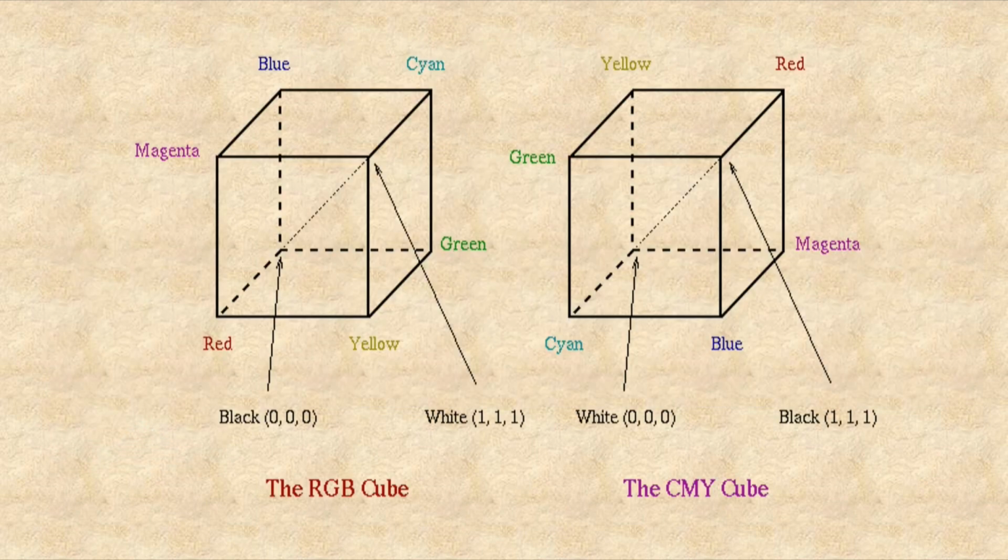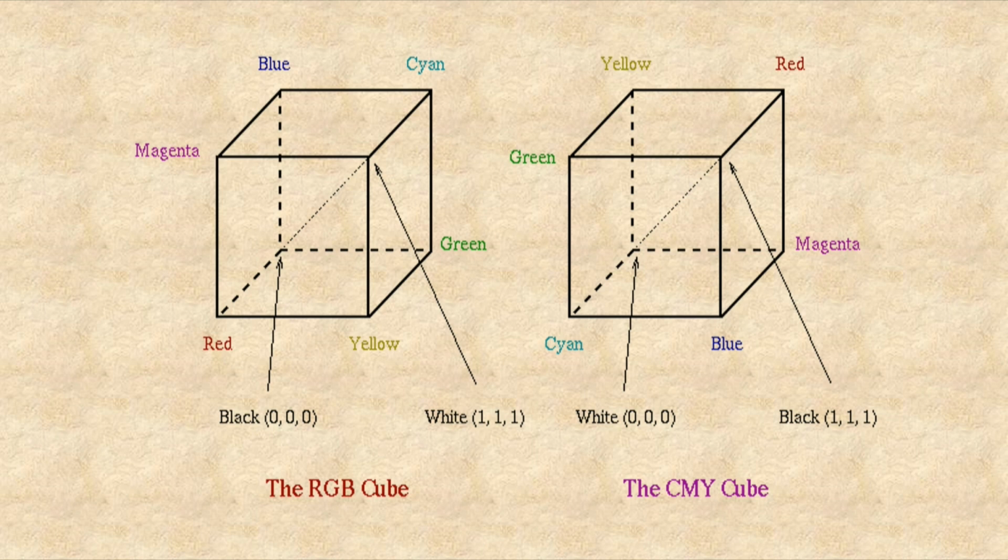So, in this figure we can see there are two color cubes, one representing the RGB and another one representing the CMY color model. Here at the origin black is represented as 0, 0, 0 and white is represented as 1, 1, 1, and it works on the principle of additive colors.